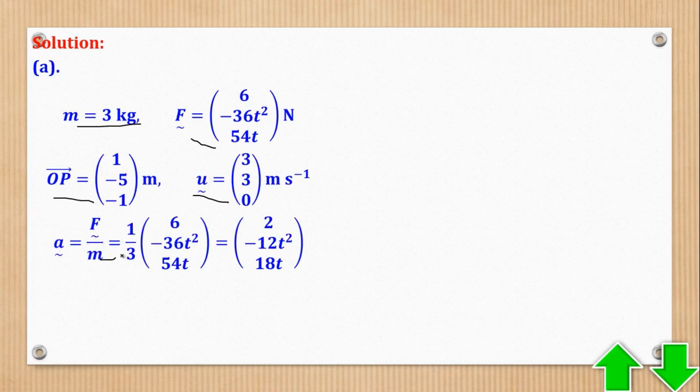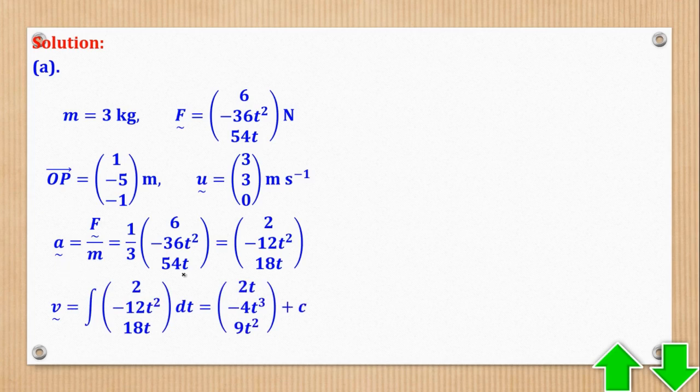So m is this, and F is this. When you multiply the two, you come up with this. So that is acceleration. And to get velocity, because it is variable, we shall have to use calculus. So we shall integrate. When I integrate acceleration with respect to t, I get velocity. So integrate this 2 gives you 2t, integrate this gives you this, integrate this gives you that. Don't forget the constant of integration.